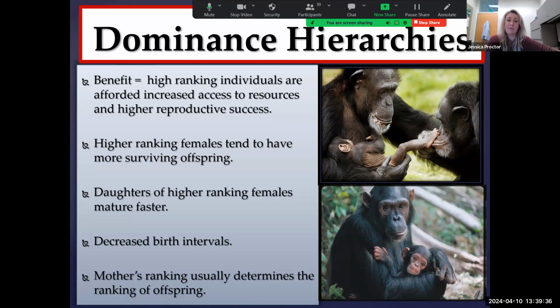Due to many of the reasons above, the high-ranking females have more protection from the high-ranking males, and they also have access to more resources, more food. Daughters of high-ranking females mature faster, again, increased access to protection and food. Decreased birth intervals, remember that's just the period of time between birth A and birth B, birth C, and so on and so forth. So in general, they tend to have more offspring throughout their reproductive lifespan than, say, a low-ranking female would. And the mother's ranking will usually determine at least the initial ranking of her offspring. So especially sons, high-ranking mothers tend to have high-ranking sons, especially in chimpanzee society.